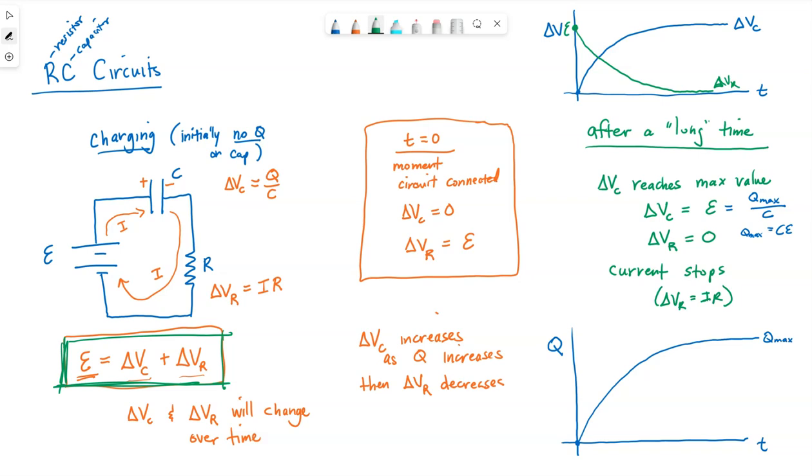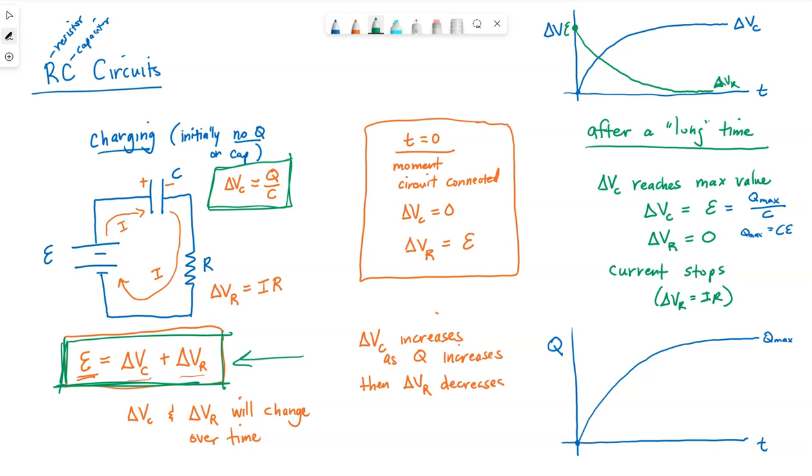So ultimately, we know the delta V across the capacitor is Q over C. Since the charge is changing with time, the potential difference across the capacitor is changing with time. But because delta V for the capacitor plus delta V for the resistor have to add up to be the battery voltage, if delta V for the capacitor is changing with time, then delta V for the resistor also has to be changing with time. They always have to add up to be the battery voltage.